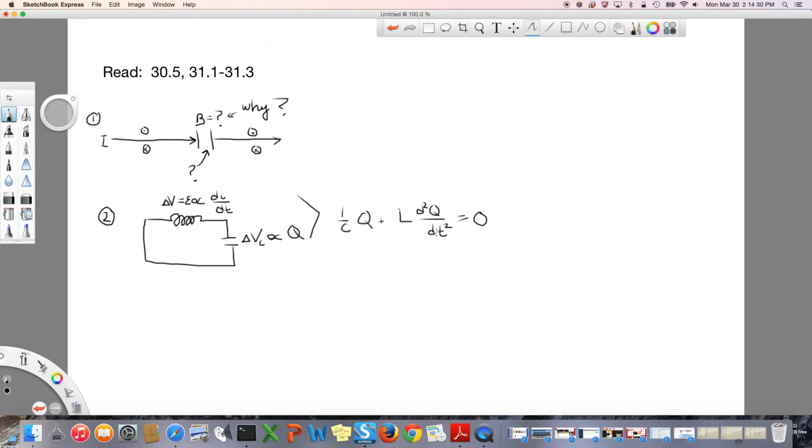Do you recognize that differential equation? In fact, you should from last semester. What is it? What physical system does this correspond to? What does that tell us about how the charge varies as a function of time?